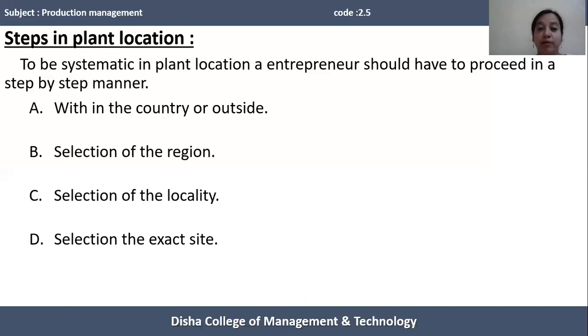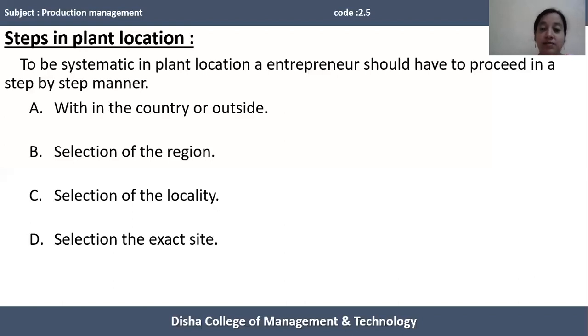If they're not able to identify a good location, then the firm sometimes leads to bankruptcy and insolvency. So to avoid this, the entrepreneur must identify a good or proper location for their plant. For that, they have to proceed in a step-by-step, systematic manner. If they follow these steps, then they can identify a good location for their plant.